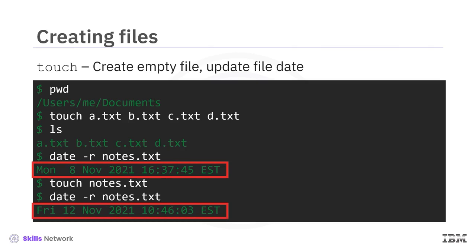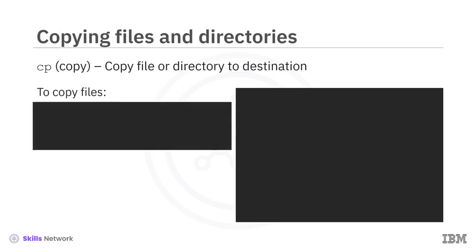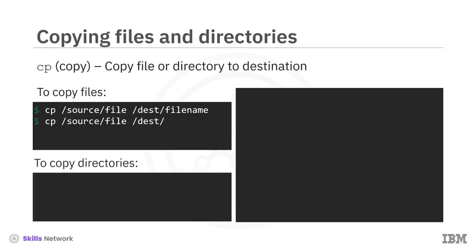The cp command allows you to copy a file or directory. To copy files, you can either copy a file from a source directory and specify the file name for the file in its destination directory, or simply omit the destination file name and default to keeping the same file name. To copy entire directories, you need to give cp the -r option so that it knows to recursively copy all subdirectories and files. Let's look at some examples.